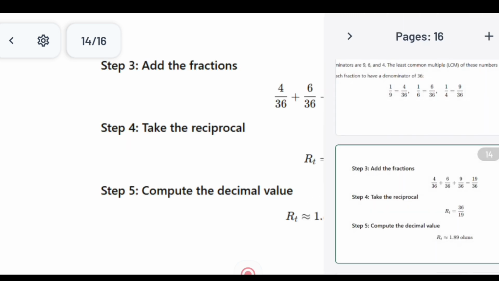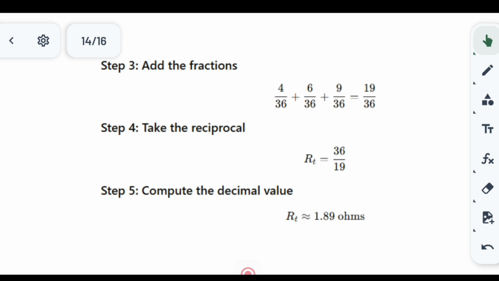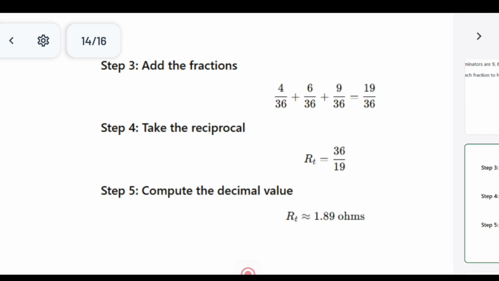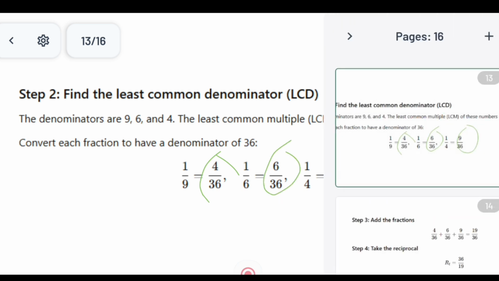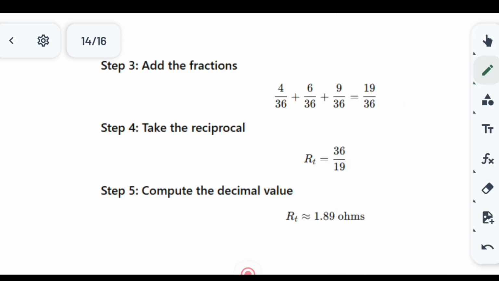Now, the next thing that you need to do is add the fractions. Again, you have 4 over 36, 6 over 36, 9 over 36 from this operation. Now, you have to add those fractions. They have common denominators, so just copy that. Then 4 plus 6 plus 9 is 19.